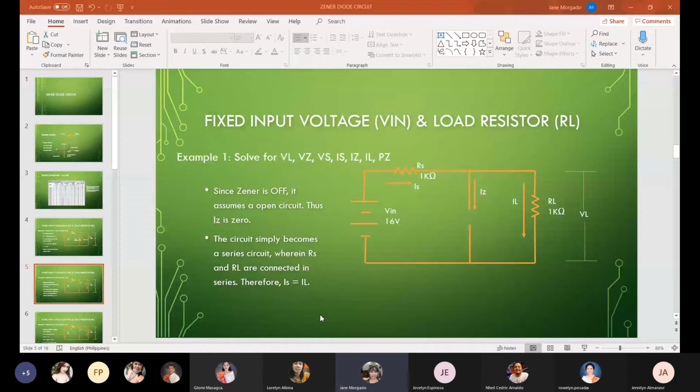Okay? Kasi the Zener voltage rating ng Zener diode is 10 volts whereas the voltage na nag-build up sa RL is only 8 volts. So it's not enough. So since the Zener is off, it assumes an open circuit, thus IZ is 0. Kasi nga, bakit nga ba 0 yung current pag may open circuit? Bakit pag open circuit, automatic 0 yung current?